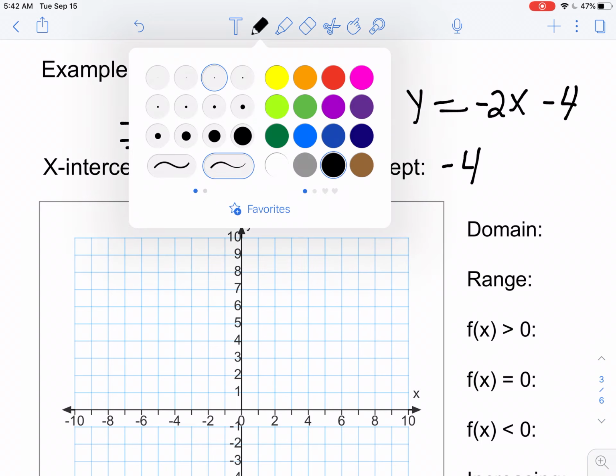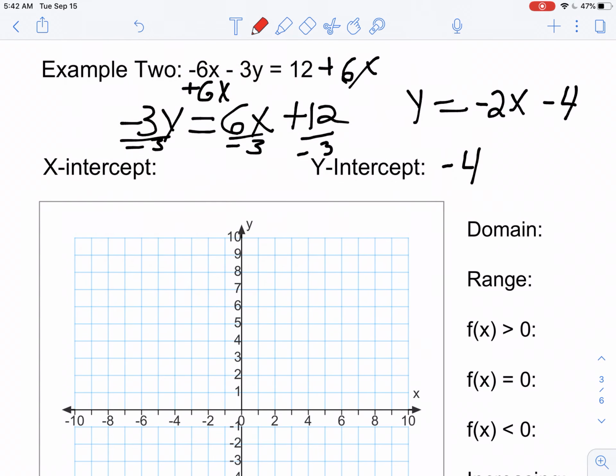We'll write that out. We're going to change the color so we can see it. 0 equals negative 2x minus 4. We're going to solve that. We're going to add 4 to both sides. We're going to get 4 is equal to negative 2x. And then x is equal to negative 2. So we know that negative 2 would be the x-intercept. So we're going to graph this line.